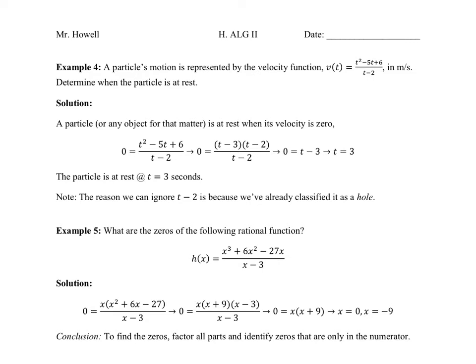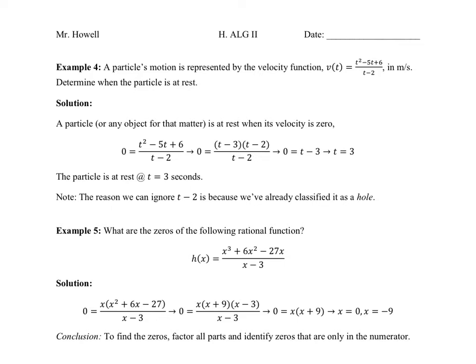A particle's motion is represented by the velocity function given there, in meters per second. Determine when the particle is at rest. What does it mean to be at rest? Yeah, no velocity, not moving. So what should I do to the velocity function? Set it to 0.